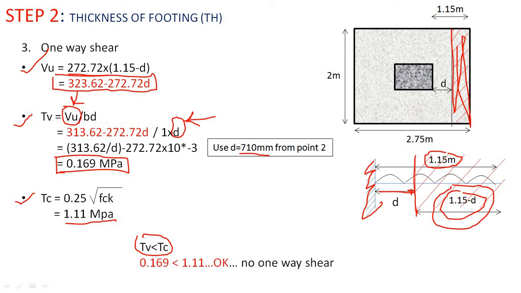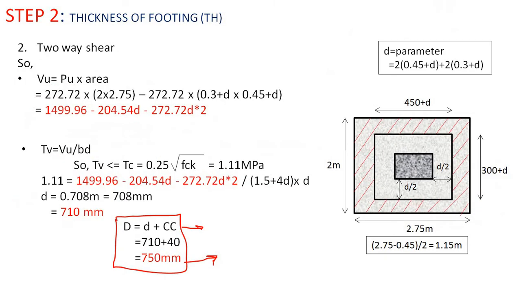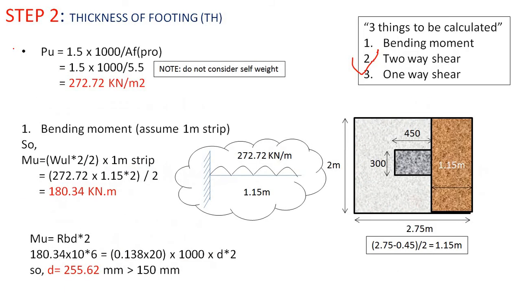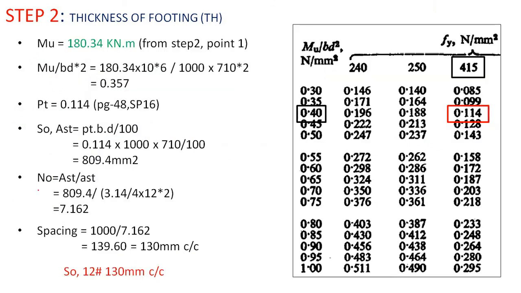So we have completed the second step, and we have found the effective depth of 710 and the overall depth as 750 mm. So let us move to the next step, in continuation of step number 2. We already have the value of Mu as 180.34 kN·m from step number 2, point number 1, which we have already calculated. So we will use it here. Here is the value of Mu.